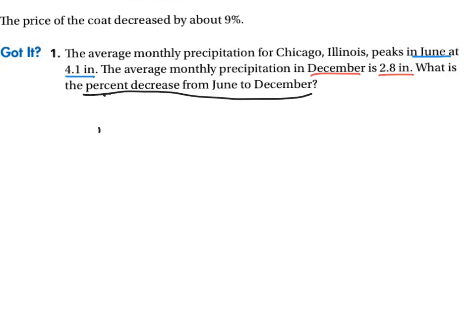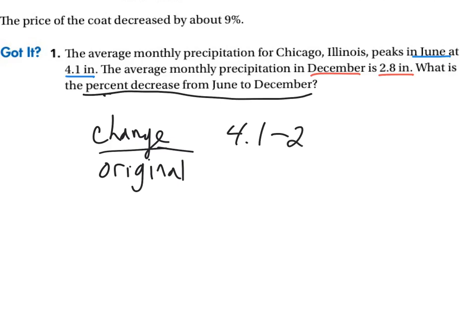To do this, we're going to find the change divided by the original amount. So we're just going to take the higher number minus the lower number. So 4.1 minus 2.8.